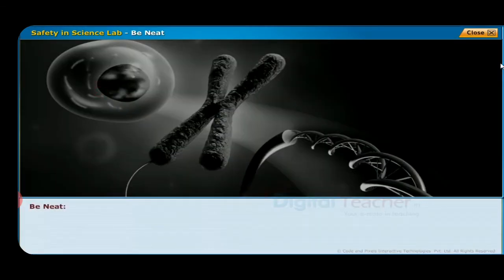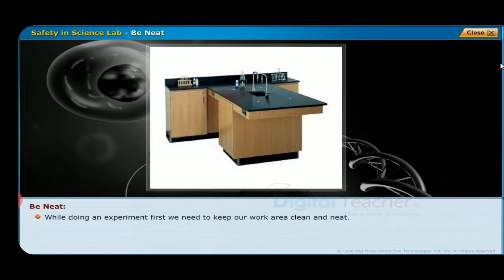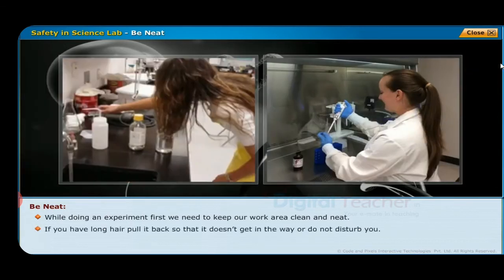Be neat. While doing an experiment, we need to keep our work area clean and neat. If you have long hair, pull it back so that it doesn't get in the way or disturb you. If you have long sleeves, roll or push them up to keep them away from your experiment.